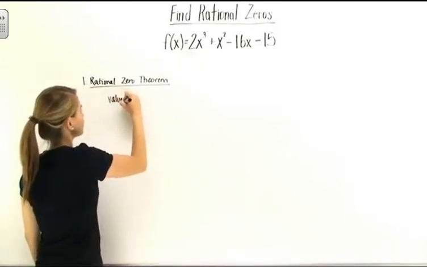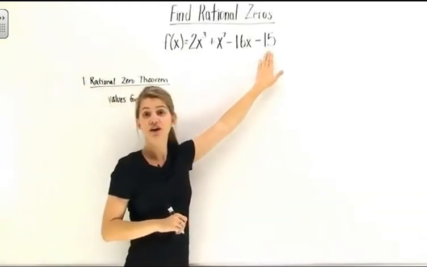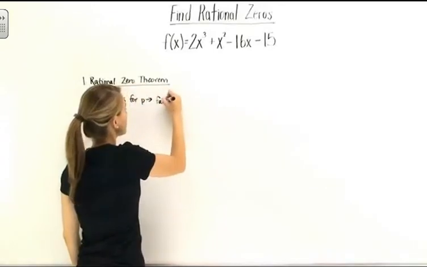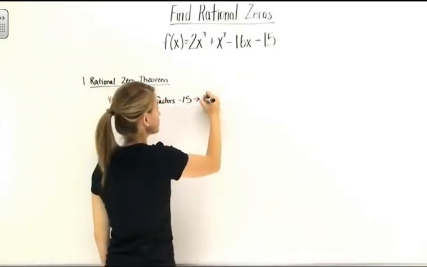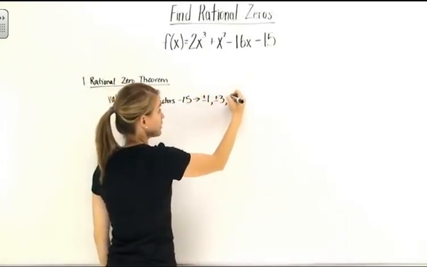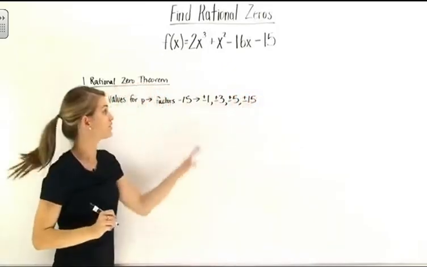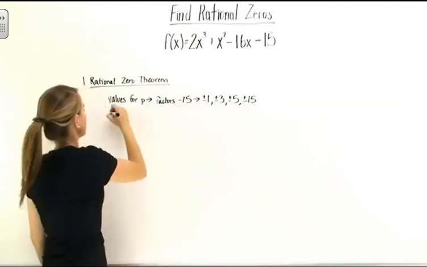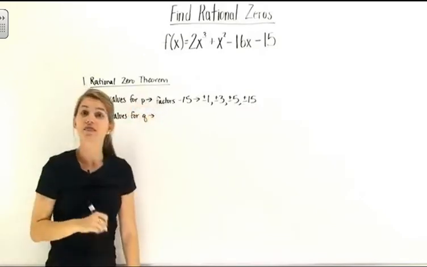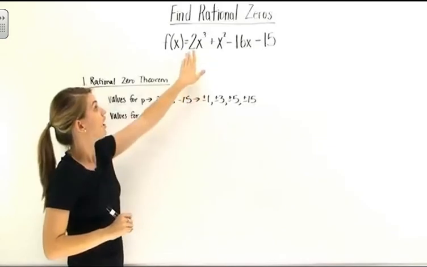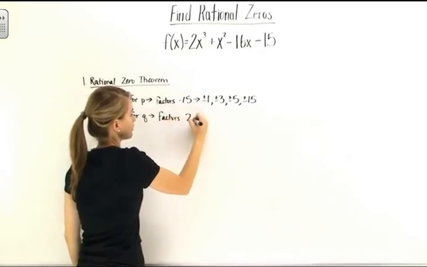Let's first find our values for p. We said before that our values for p are all the factors of our constant term. So all our factors of -15. Well, we could have plus or minus 1, plus or minus 3, plus or minus 5, or plus or minus 15. These are all the factors of negative 15. Now let's go ahead and find our values for q. We said before that our values for q are going to be the factors of the coefficient of our leading term. In other words, we need to find the factors of 2.